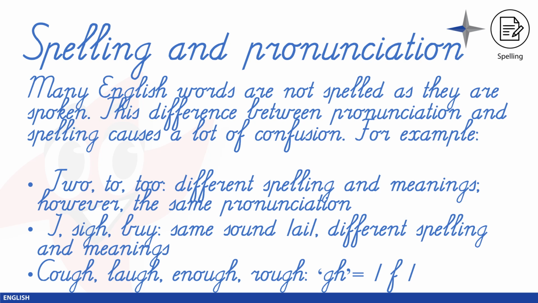The words I, sigh, buy, they have different spellings, they have different meanings, but the same sound, the sound I. The words cough, laugh, enough, rough, the letters GH are pronounced as F: cuff, laugh, enough, and rough, but different words, different meanings, and different spellings, of course.